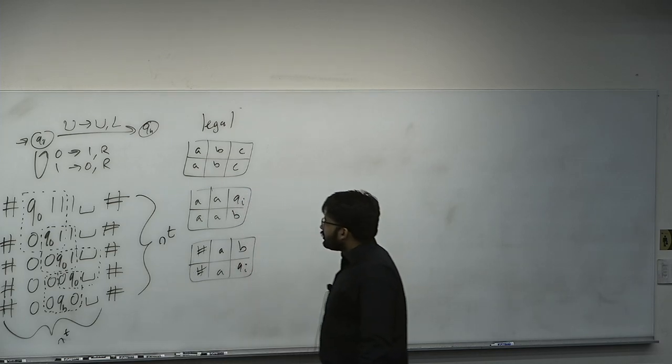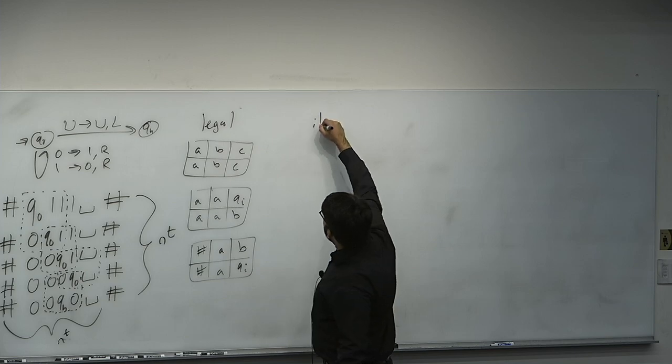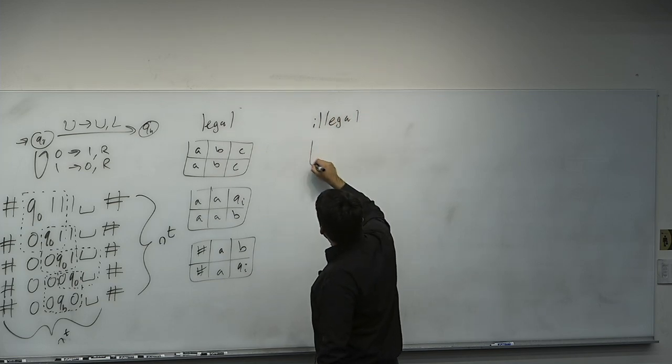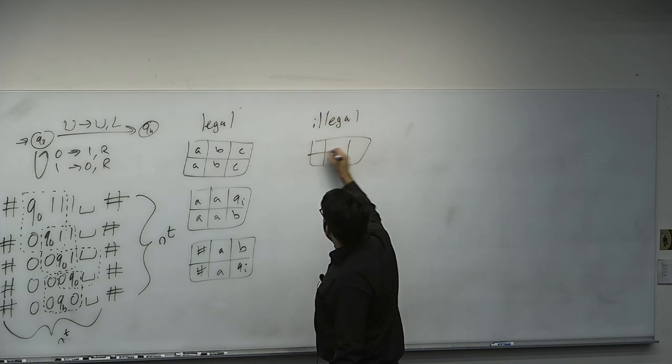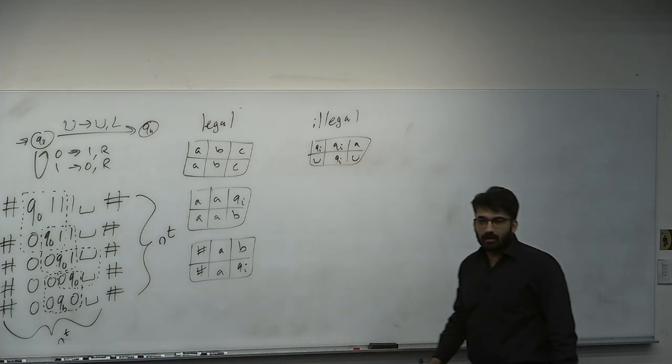Okay, these are all legal windows. Okay, there are some illegal windows, though. Let's see, QI, QA, QIA, QI, blank, blank, something like this. That's an illegal window, right?